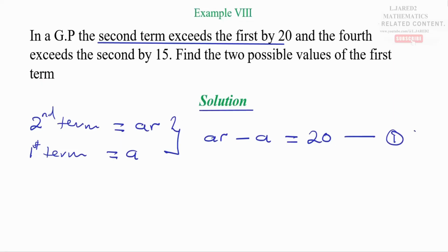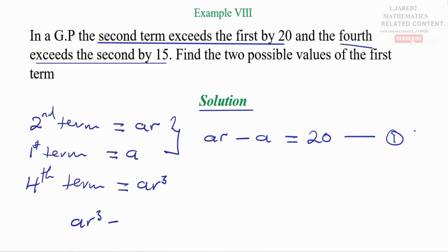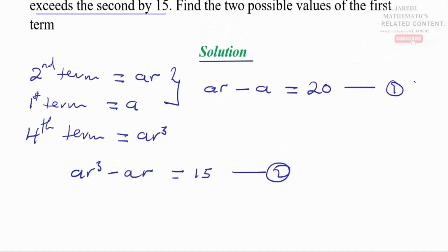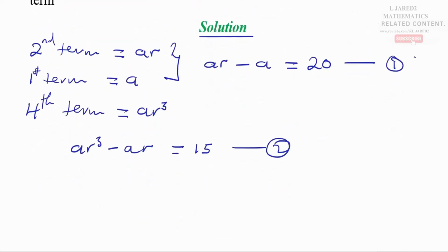That the fourth term exceeds the second by 15. And you know that if you are to get the fourth term of the GP, it has to be AR power 3. According to this statement, up to where we have 15, it means that we are going to get our fourth term, which is AR power 3, minus the second term, which is the AR, should give us the 15. You can name this as equation 2. So now we are going to solve these two equations simultaneously until we get the value of A, which is the first term.